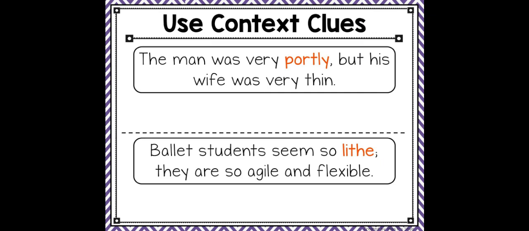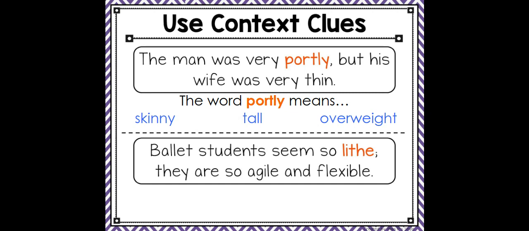You are going to use the clues in each sentence to determine the word meaning. The man was very portly, but his wife was very thin. The word portly means, do you think it means skinny, tall, or overweight? The best answer is overweight. The context clues in this sentence are using antonyms. His wife is very thin, but he is portly.